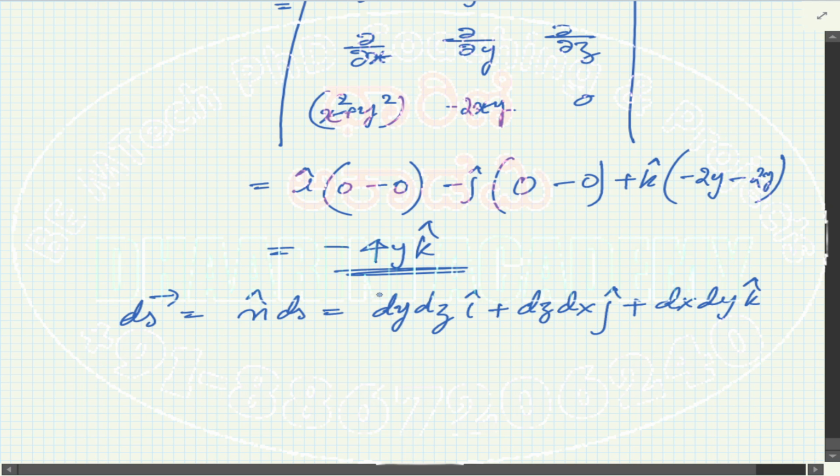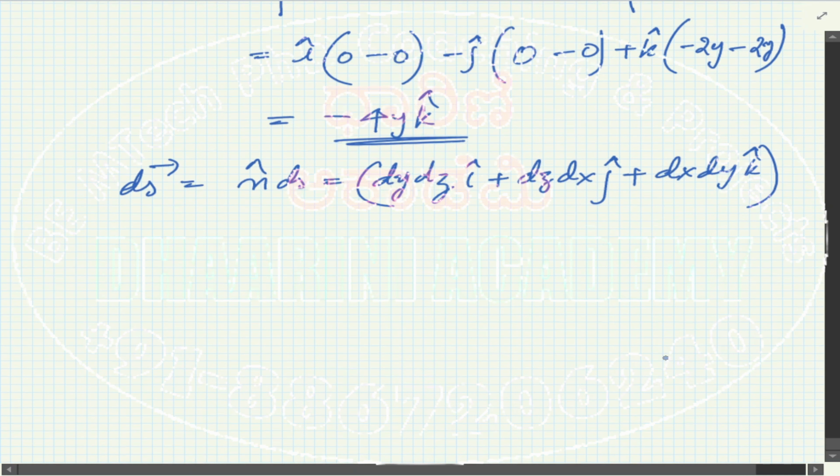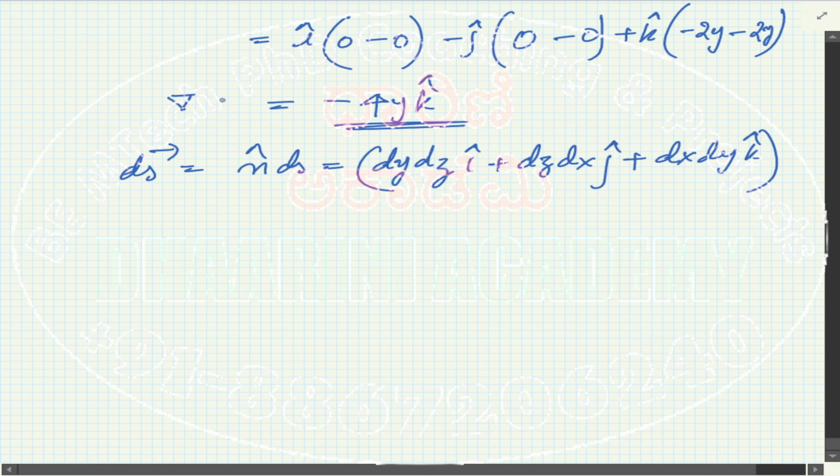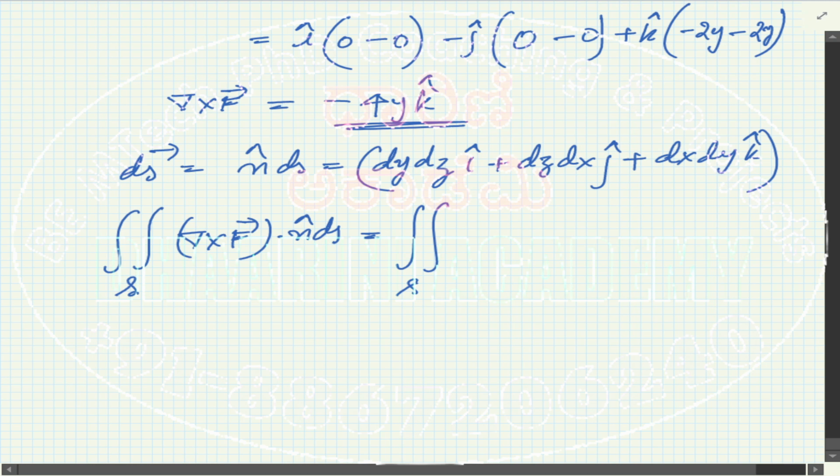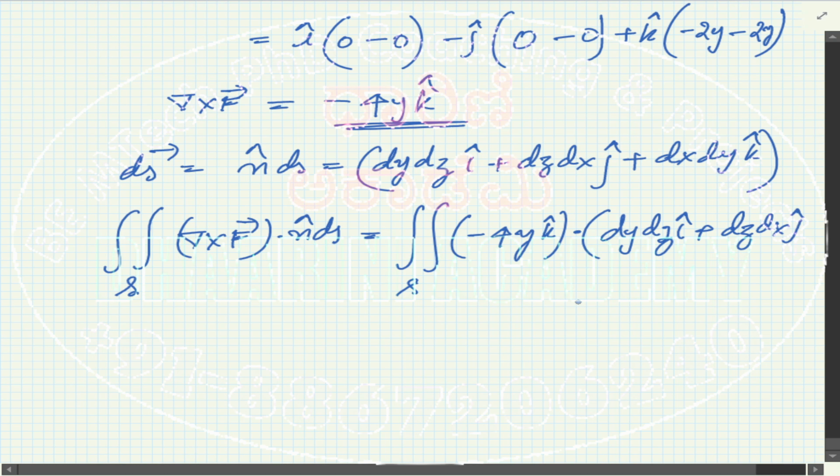Now these two terms should be multiplied. This is n cap ds or ds vector. So previous term is the curl, that is del cross f. So double integral over the surface s, the del cross vector f dot n cap ds is equal to the same double integral over the surface. We'll write this surface later, in the next step. So first let's write the del cross f, which is minus 4y into k cap. Take a dot product of this with dy dz i cap, plus dz dx j cap, plus dx dy k cap.